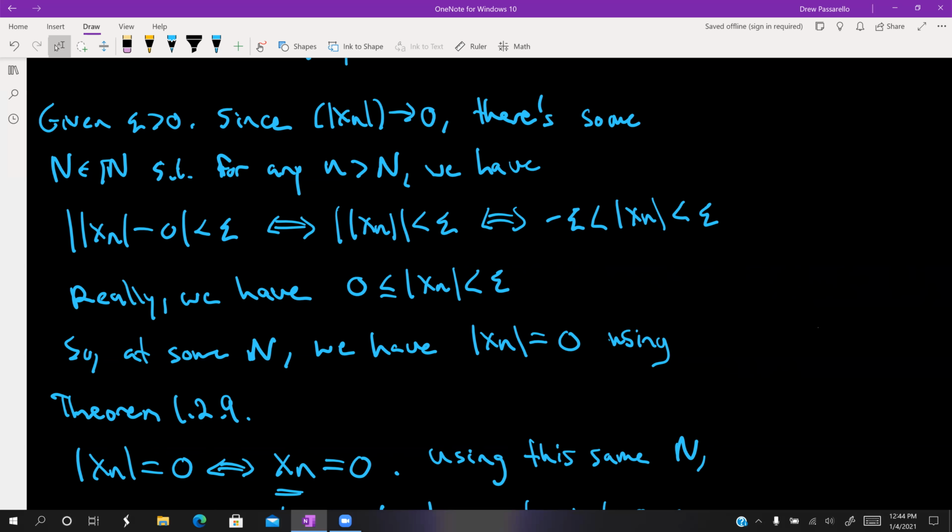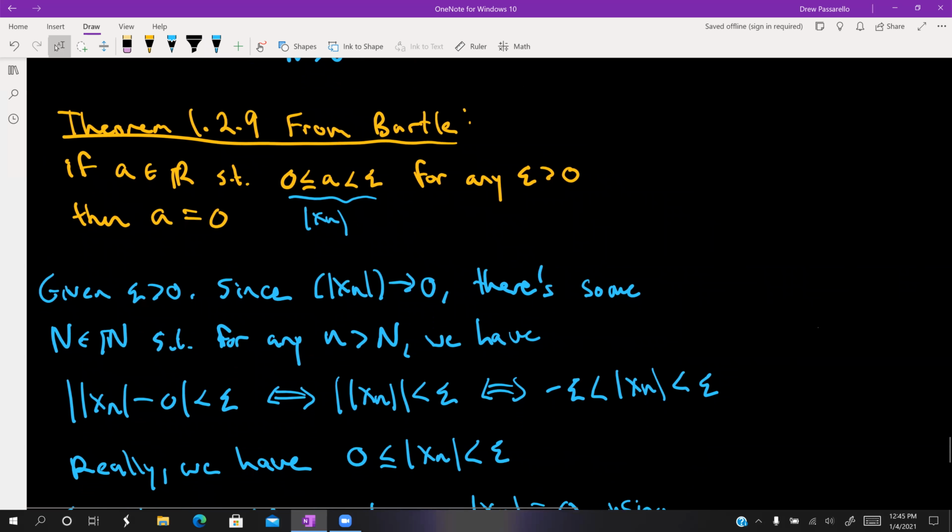And that's if and only if, just based on the definition of absolute value with inequality, we have negative epsilon less than xn less than epsilon. But since we're taking an absolute value of xn, that's greater than or equal to 0. So really we have 0 less than or equal to the absolute value of xn less than epsilon. And again, I'm emphasizing that it's at some point capital N. So as long as you reach that point, that's what happens. So the absolute value of xn equals 0 because of theorem 1.29.